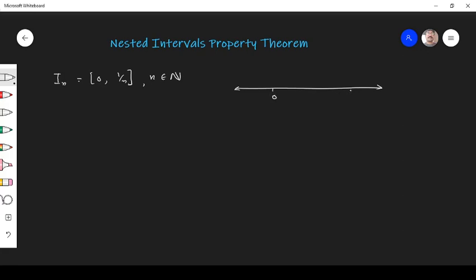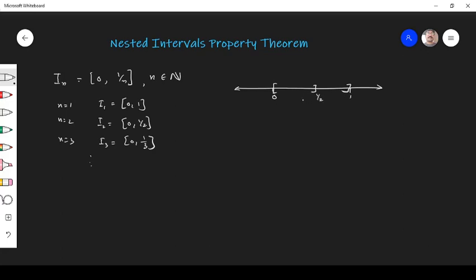Suppose this is 0 and this is 1. When n is equal to 1, I1 is the closed interval [0, 1]. When n is equal to 2, I2 is the closed interval [0, 1/2]. When n is equal to 3, I3 is the closed interval [0, 1/3], and so on. Now when you mark these intervals here, the first interval is [0, 1]. This is I1. The second interval is [0, 1/2].